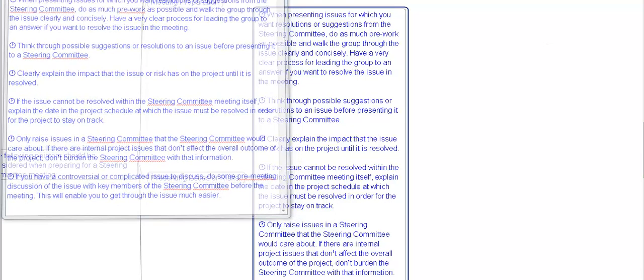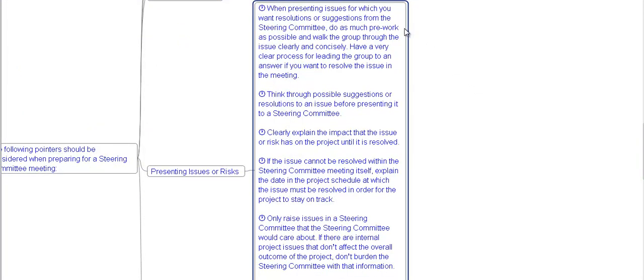When presenting issues for which you want resolution or suggestion from the steering committee, do as much pre-work as possible and walk the group through issues clearly and concisely. Have a very clear process for leading the group to an answer if you want to resolve the issue in the meeting. Think through possible suggestions or resolution to an issue before presenting it to the steering committee. Clearly explain the impact that the issue or risk has on the project until it is resolved.